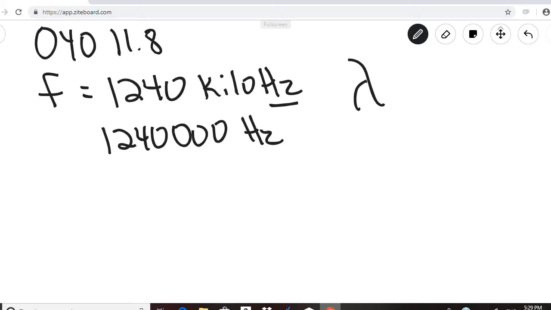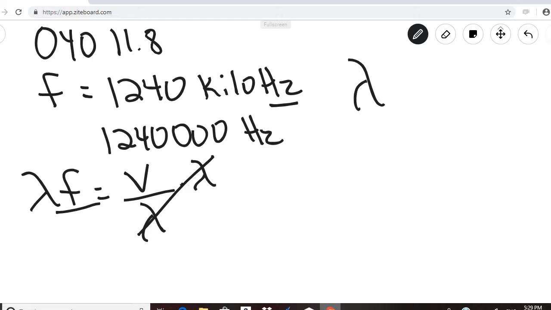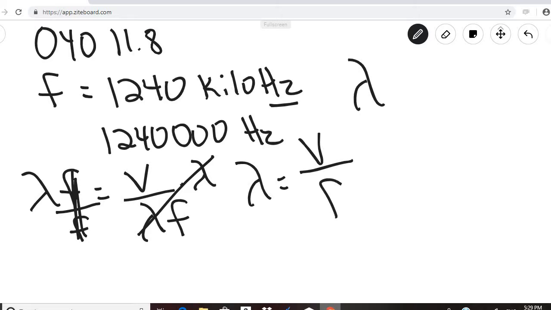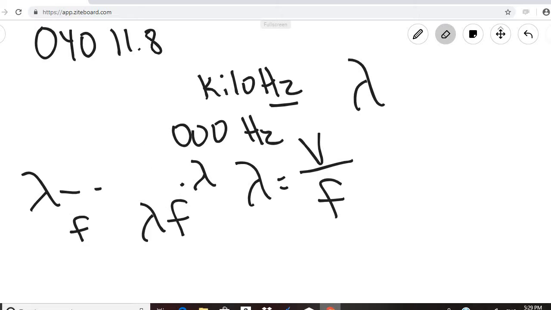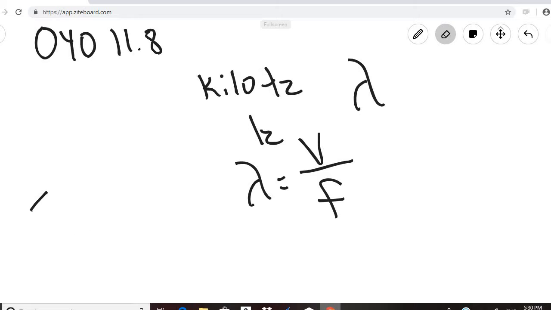And then we just need to figure out the wavelength. So frequency is equal to velocity divided by wavelength. So we'll multiply both sides by wavelength. That gets rid of it there. Divide both sides by frequency. That gets rid of that there. So then wavelength is equal to velocity divided by frequency. Okay, so let's go ahead and erase this.